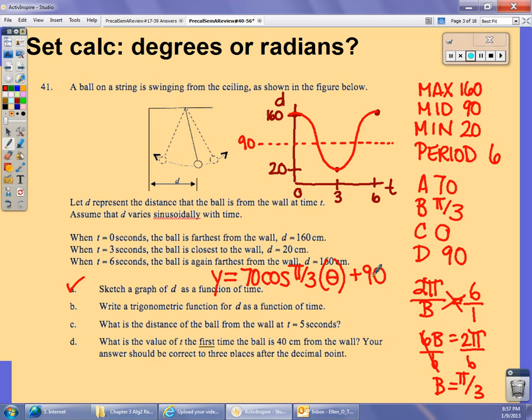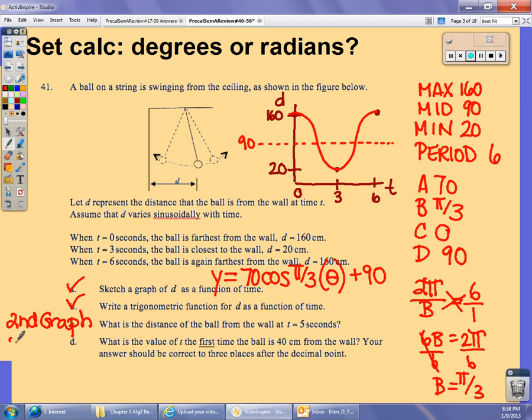In part C, it says what is the distance of the ball from the wall at t equals 5 seconds. What you want to do for this, remember we have the use of our calculator. We should be in radians. The easiest way to do this would either be to look in your data table, which remember you can find in second graph. That's after you put the equation in y equals.